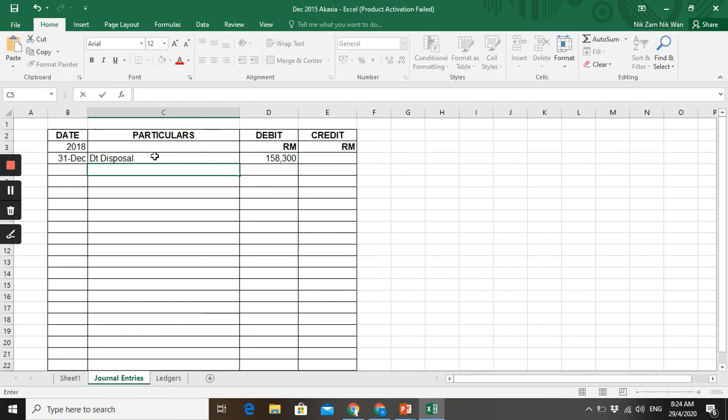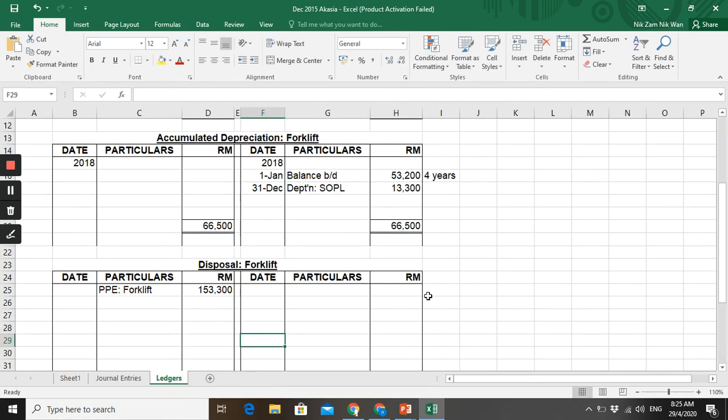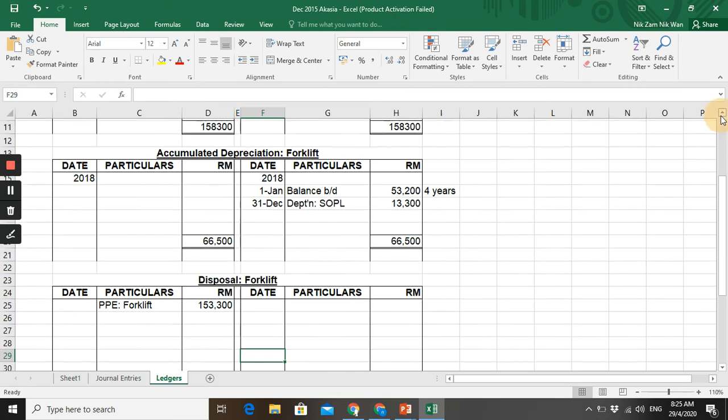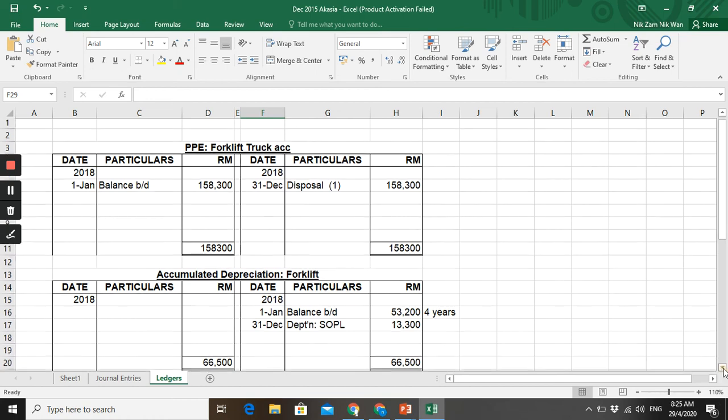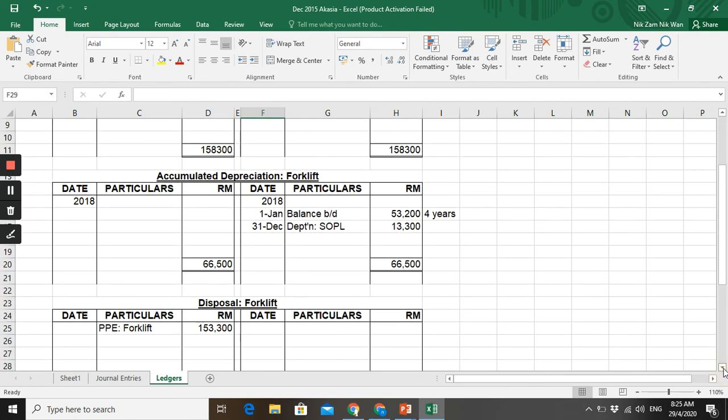158,300. You credit your PPE. In this question, it will be forklift. Same amount, 158,300. So that is the first journal entry. Next, you can see from here that your PPE account is already closed. Debit 158,300, credit 158,300. Now move on to accumulated depreciation.